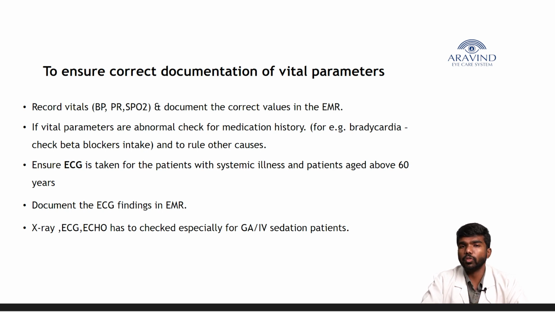This is very important for every patient that you see during your physician posting. The vital parameters have to be recorded: the BP, the pulse rate and the SpO2. The correct values are to be entered in the EMR. Ensure ECG is taken for patients with systemic illness and patients aged above 60 years. Document the ECG findings in the EMR. An X-ray, ECG and echo has to be checked, especially for patients undergoing general anesthesia. Avoid checking BP in the arm with AV fistula for dialysis patients.